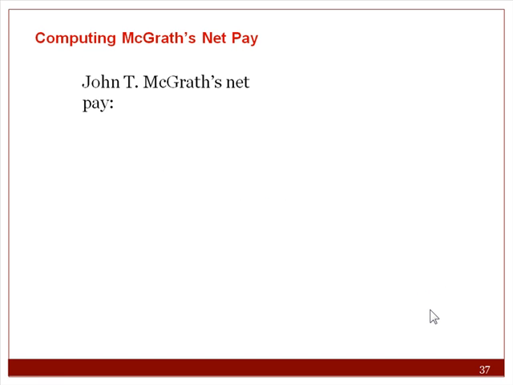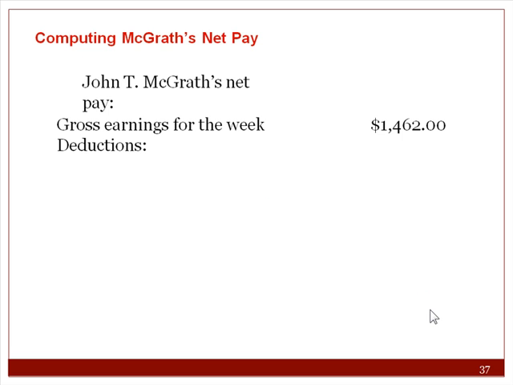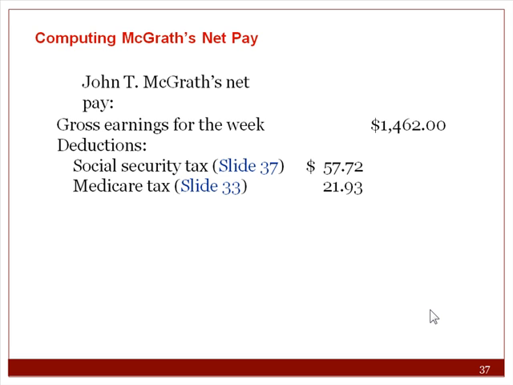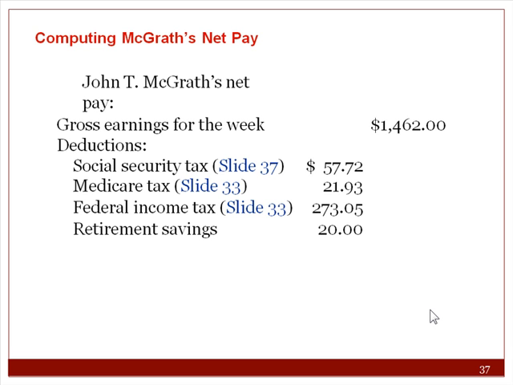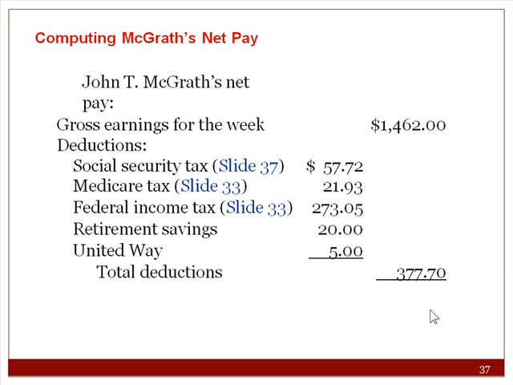So here's his net. There was his gross. There was his Social Security. There was his Medicare. There was his federal income tax. I think I have the slide number off on the Social Security because it was the previous slide. There's the retirement savings, and there's some United Way deduction. These are things that we'll talk about in a little bit. There's his total deduction. So of what he makes, these are the total deductions coming out so far.